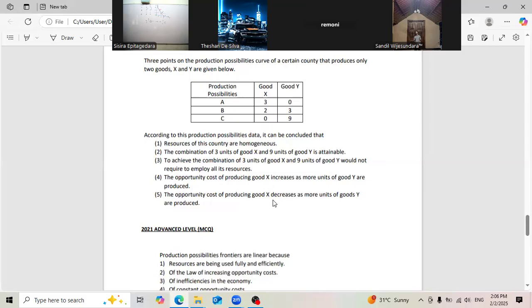Your answer is 4 or 5. Fourth: opportunity cost of producing X increases. No.